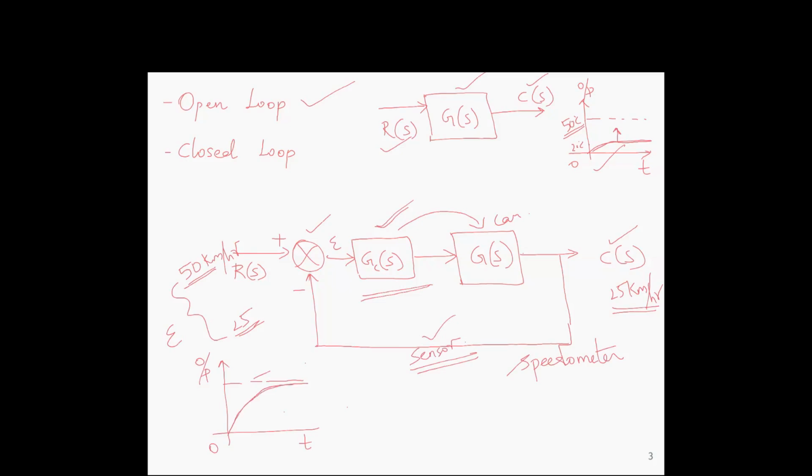So the output gradually increases and reaches this set point. So it is not that from 25 it directly goes to 50. When we press the accelerator, it increases from 25 to 30, 30 to 35, 35 to 40, and then it reaches 50 kilometer per hour. So today we will discuss what are the basic types of these controllers, GC of S.